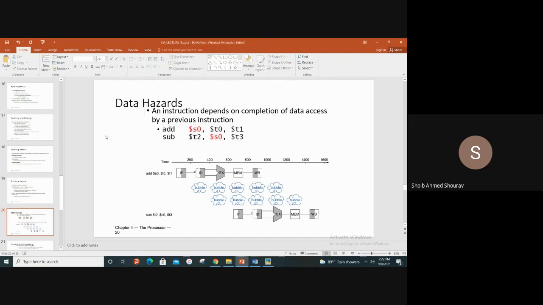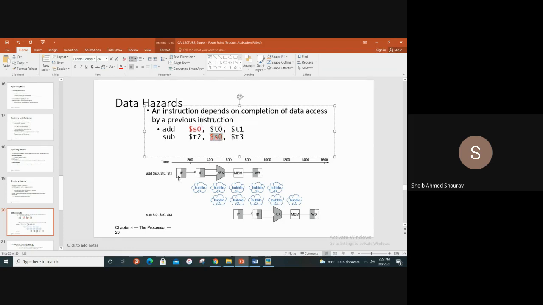I'm going to ask you some questions and you need to answer to understand what a data hazard is. So this is $s0. Can you please tell me, is this a destination or source register? Destination. These two are source registers, right? In this sub instruction, this is destination, this is source, this is source. So, what is destination in the add instruction? That is source in the sub instruction.